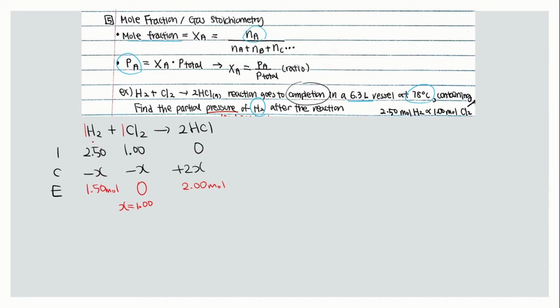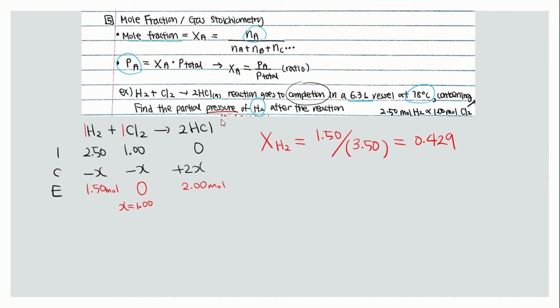You now know the amount of H2 at equilibrium. So you have to find the mole fraction of H2, which will be the moles of H2 over the total moles, or the total amount, which is 1.50 plus 2.00, 3.50, which equals 0.429.